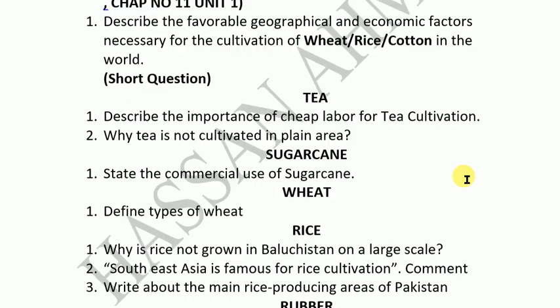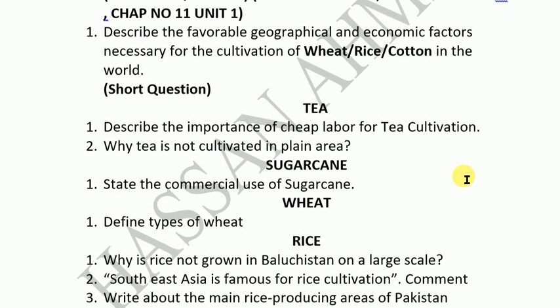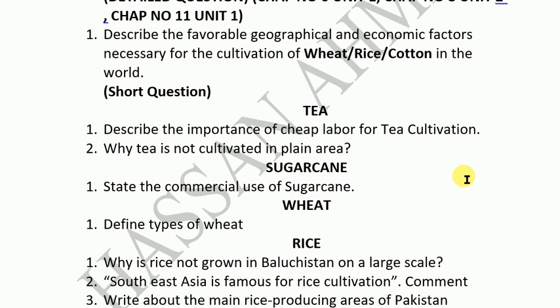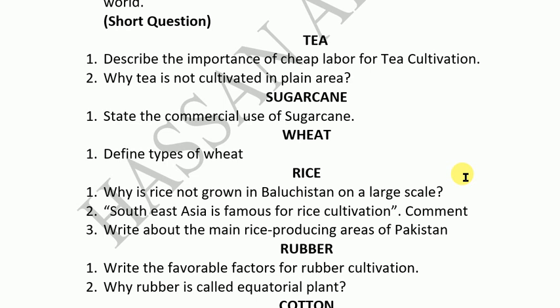First we have tea. Describe the importance of cheap labor for tea cultivation. Why is tea not cultivated in plain areas? State the commercial use of sugarcane. Define types of wheat. Why is rice not grown in Balochistan on a large scale? Southeast Asia is famous for rice cultivation. Comment. Write about the main rice producing areas of Pakistan.